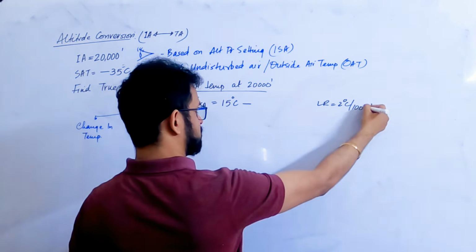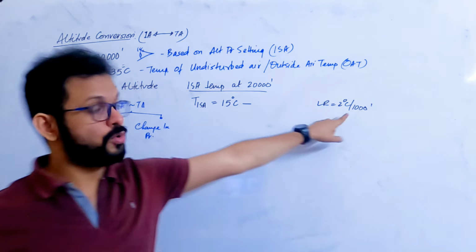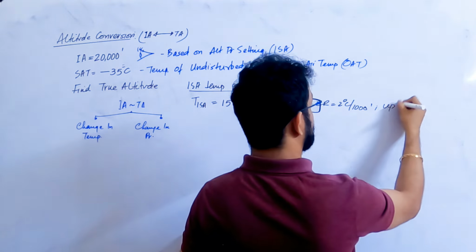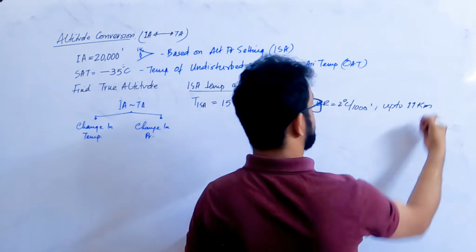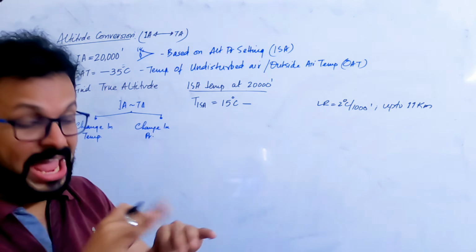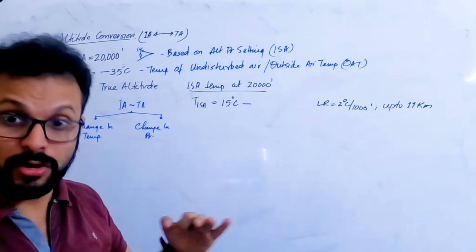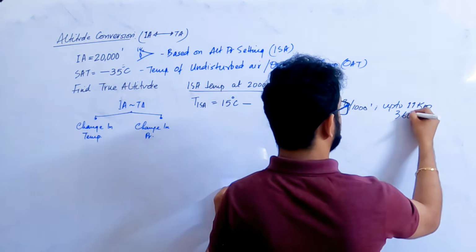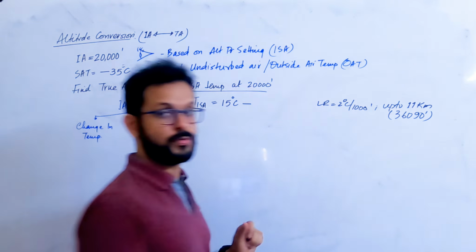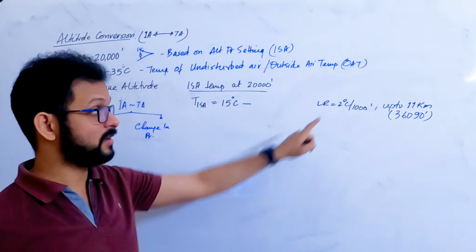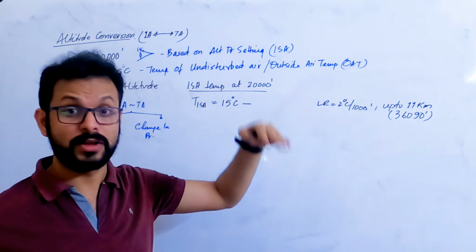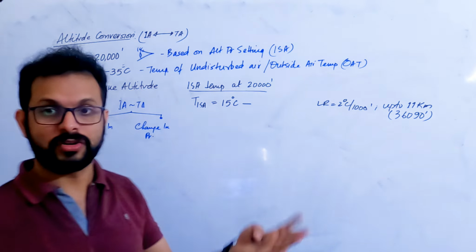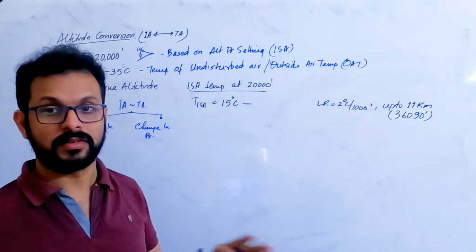Now, one thing people miss out here is that this is not going to be like this throughout. There's a limit for that. What is the limit? Till the tropopause. The tropopause is ever changing across the earth, and therefore we take it at 45 degrees north-south, which is approximately 11 kilometers, or 36,090 feet. Up to 36,090 feet you consider the lapse rate. After that there is an assumed isothermal layer, and then we have an inversion of 0.3 degrees Celsius every 1,000 feet.